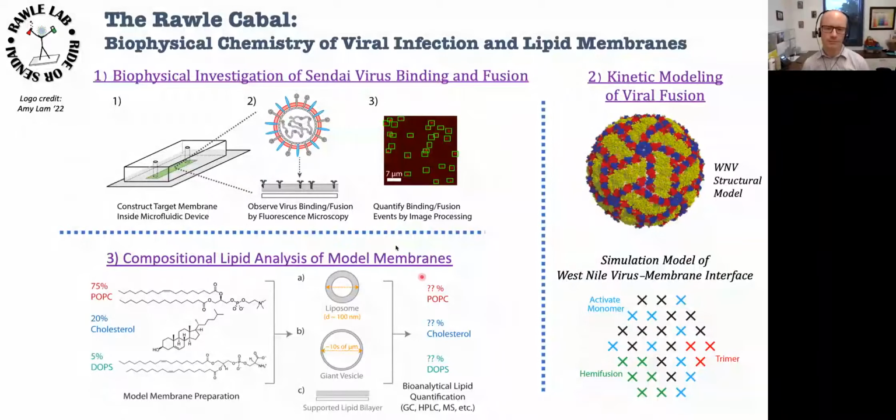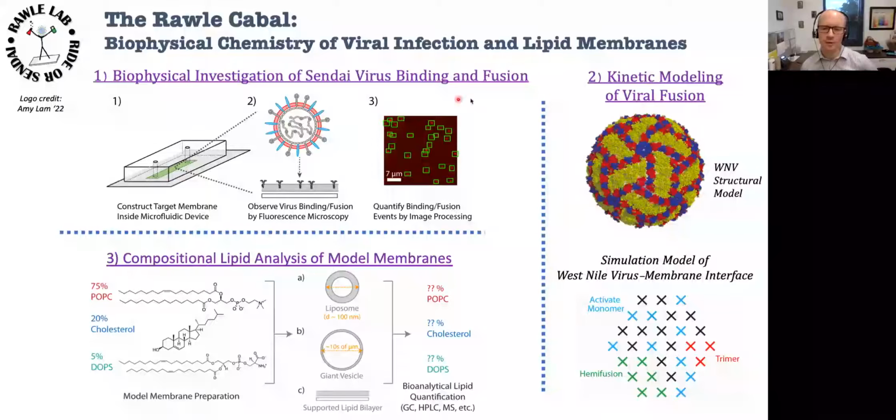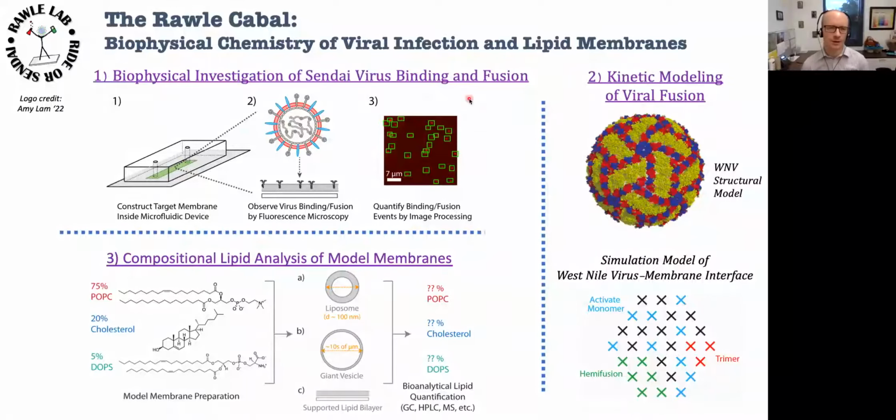There are 3 main projects shown here that I work on in my lab. The first 2 areas relate to understanding viral binding and fusion, which are at the heart of the early stages of viral infection, and I'm going to talk a lot more about this going forward. In my lab, we study these in wet lab experiments using microfluidic devices, fluorescence microscopy. We also study them using mathematical modeling.